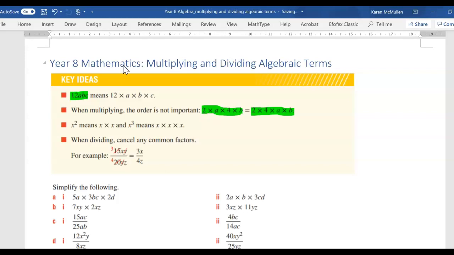And also when you're multiplying and dividing, you can see where everything is, especially if you've got quite a few pronumerals. All right, so x squared means x times x. So we did that in the previous video. X cubed means x times x times x. And if we had x to the power of 4, it would be x times x times x times x, and so on. And when you're dividing, cancel any common factors.